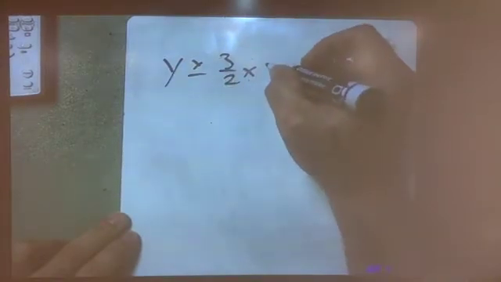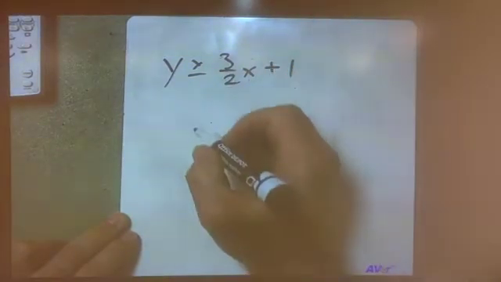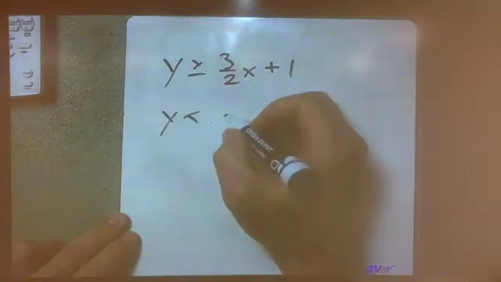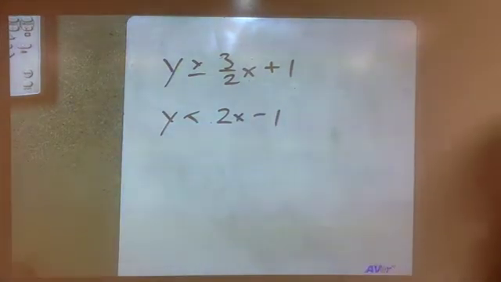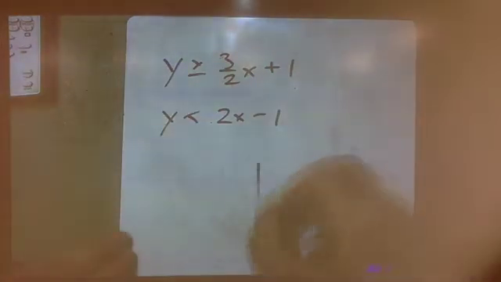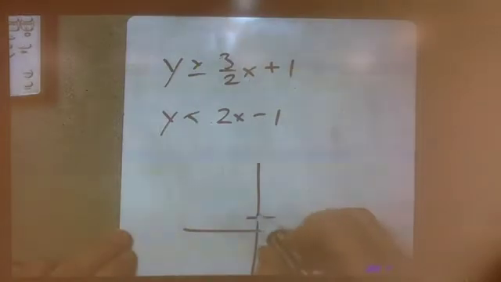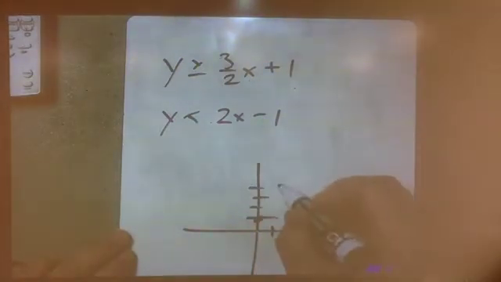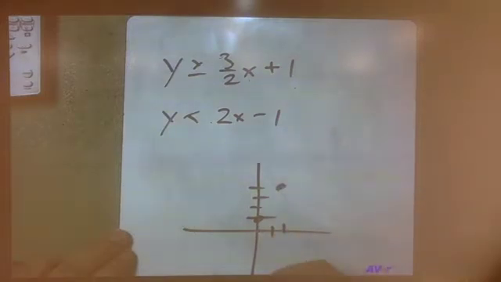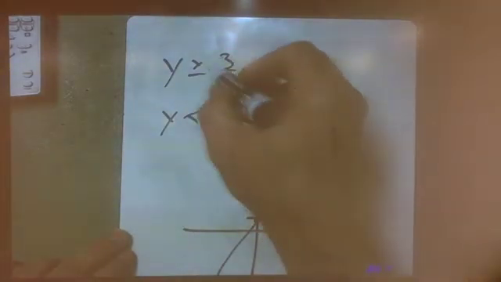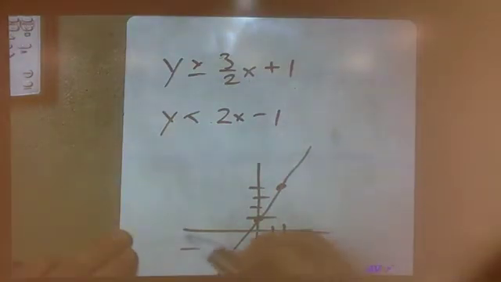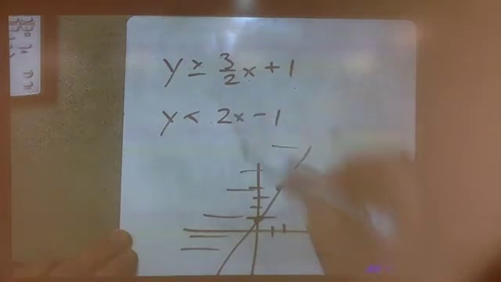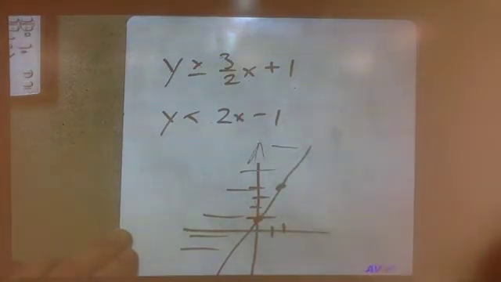That means they're going to crisscross and make like an X pattern. And when that happens, that X pattern is going to split the graph into four sections. So this first one, I'm going to start at +1 and then go up 3 and over 2. That'll be my second point, and I'm going to connect it with a solid line because it's greater than or equal to. And that's going to be shading everything above the line because greater than means above on the y-axis.